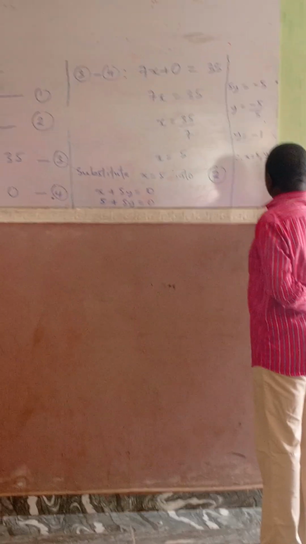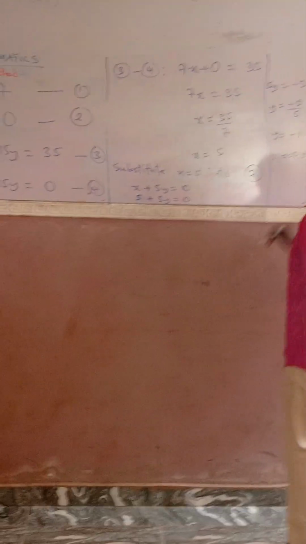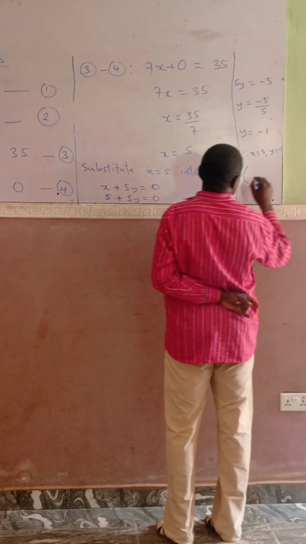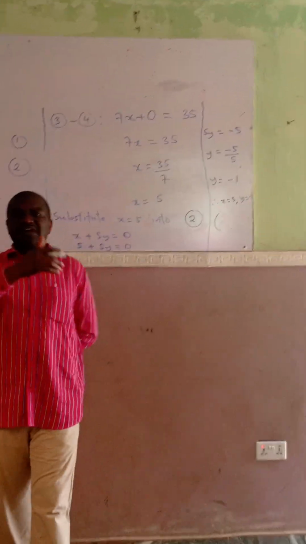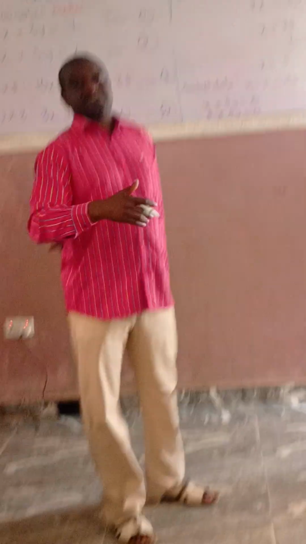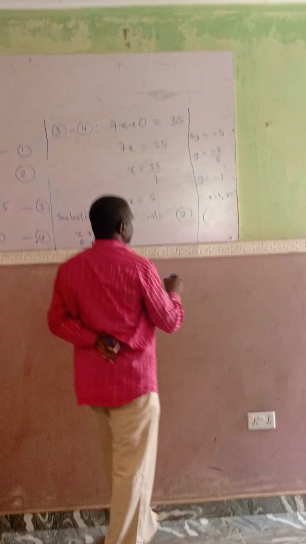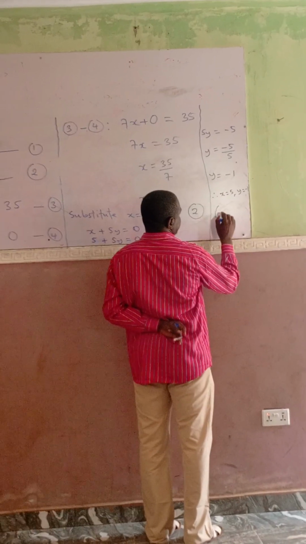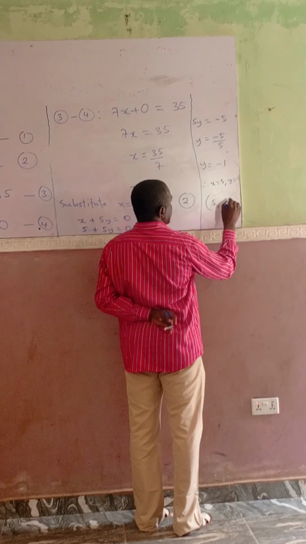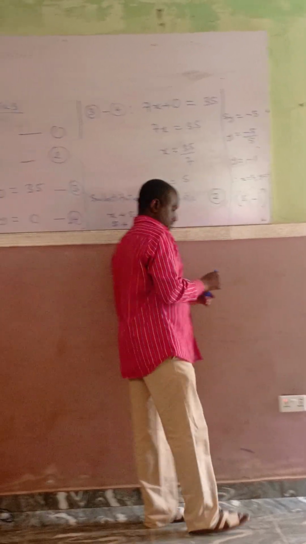I always instruct students to put it in coordinate form. Coordinate form is an ordered pair where the x value from the x-axis comes first, then the y value from the y-axis comes second. So here our x is 5, so I'll put 5 here, then minus 1.